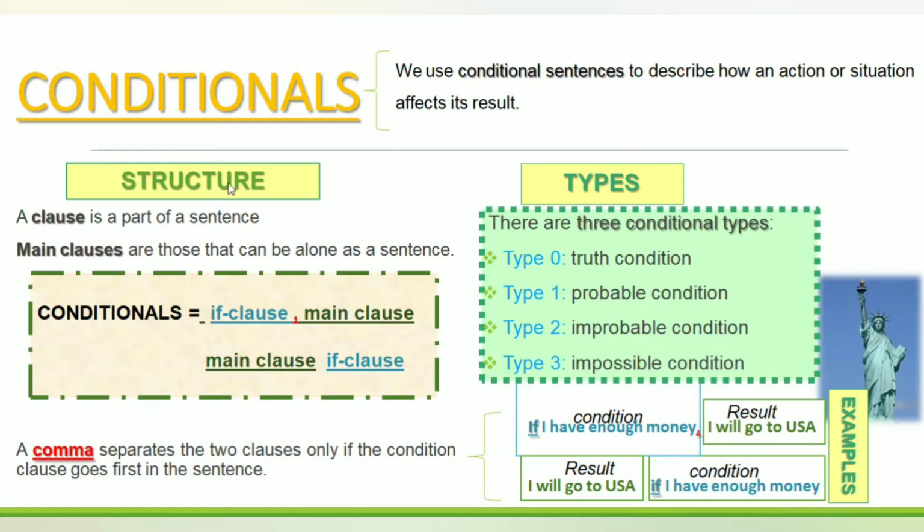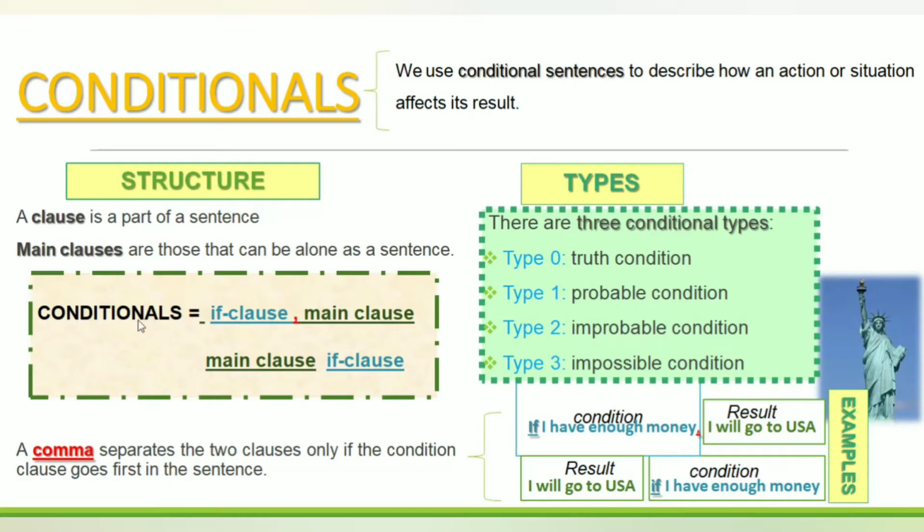So here we have structure بمعنى الصيغة كيف يتم صياغة هذه الجمل الشرطية. First we have a clause is a part of a sentence يعني نعرف أول ما معنى كلمة clause وهو جزء من الجملة. Here we have main clause بمعنى الجزء الرئيسي في الجملة أو الجزء المهم في الجملة. Okay, main clauses are those that can be alone as a sentence يعني يكون جزء من الجملة قائم بنفسه.